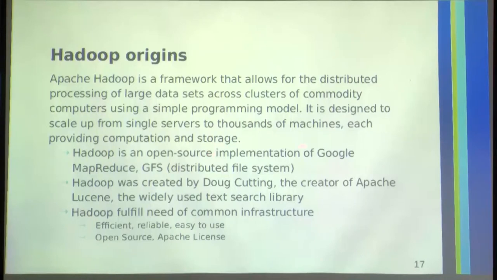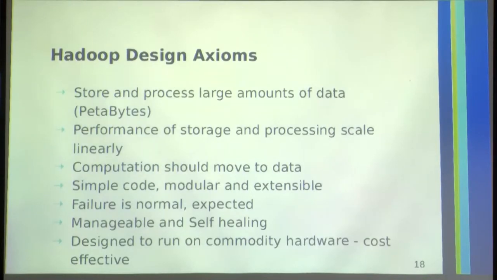It's open source. It's an implementation of Google's MapReduce. The Google file system is the distributed file system. So Google made something, and now this is an open source implementation of it. It was created by Doug Cutting. I don't know him personally, but he created Apache Lucene, which perhaps you've used, a text search library. It's a very effective text indexing system for querying text databases. It's got an Apache license, so you can download it and so on.